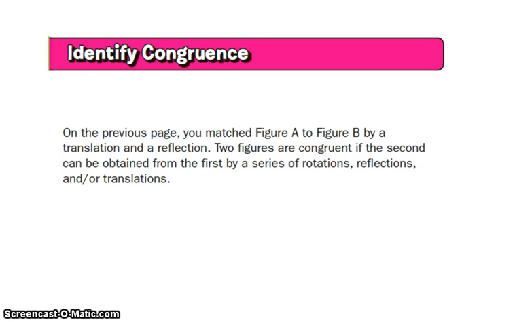So what I want you to do in your books, will you highlight this piece right here? It says, two figures are congruent if the second can be obtained from the first by a series of rotations, reflections, and/or translations. And what that means is if you have one figure and you want to prove that it's congruent to the other, you have to do it by rotations or reflections or translations. Okay, we just can't look and say, oh yeah, they kind of look the same, so I think they're congruent. No, we have to prove it, and we have to do that by using transformations. Let's try an example.